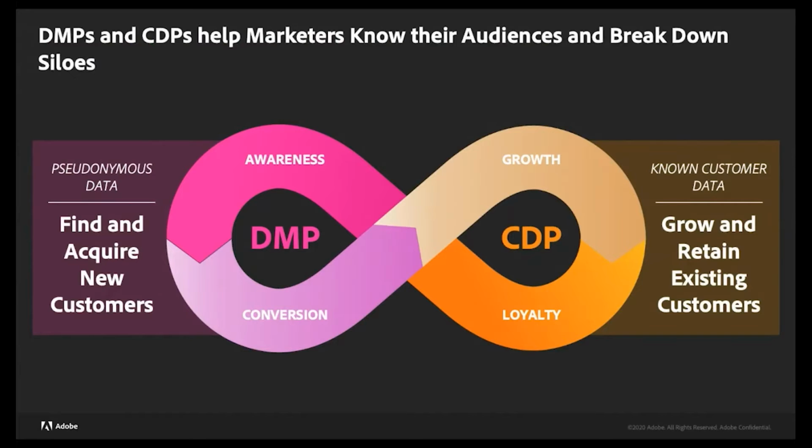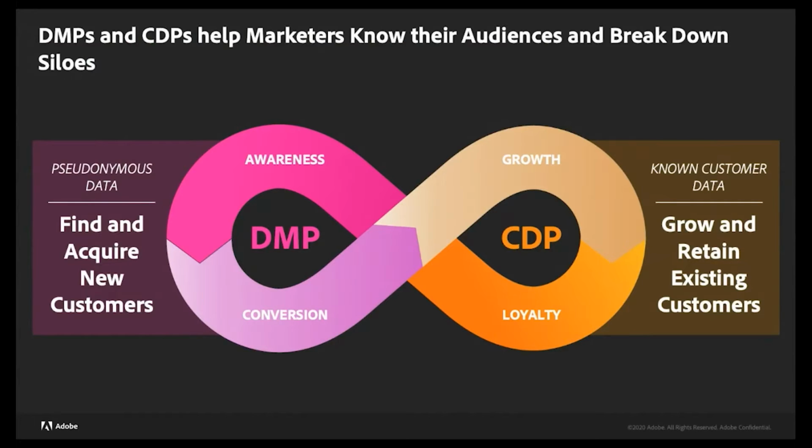In terms of use cases, though, there are only two meaningful differences between a DMP and a CDP. The first of those differences is a CDP resolves to a person, whereas a DMP resolves to a device.